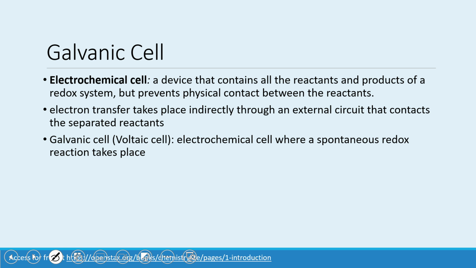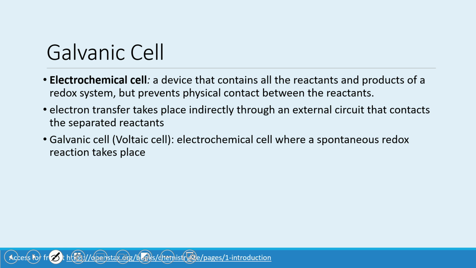So a galvanic cell is a type of electrochemical cell. And an electrochemical cell is just where you separate the reactants and the products so that they cannot have physical contact. Okay? And you have the electron transfer taking place through an external circuit that connects your separated reactants.